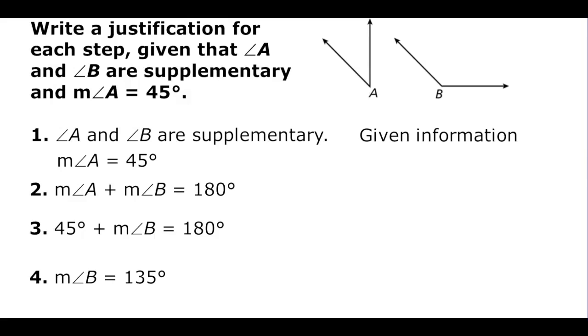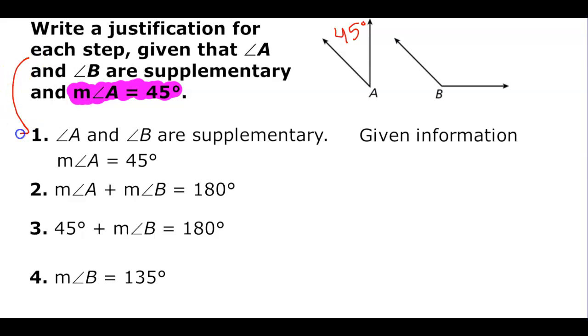So we're now going to use this sheet here to fill in the blanks for a couple proofs. Basically, we're going to write the justifications for the steps that are being shown to us. It says, write a justification for each step, given that A and B are supplementary. So they're telling us that this angle is supplementary to this angle. And we do know that the measure of angle A is 45 degrees. So that's what that means right there, the little m. That means the measure of angle A is 45 degrees.